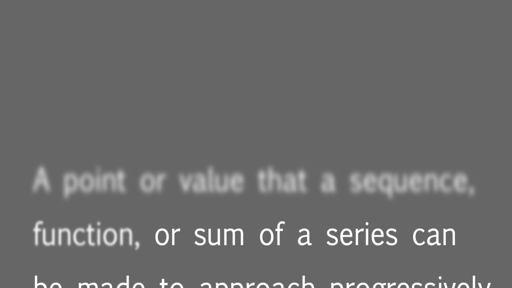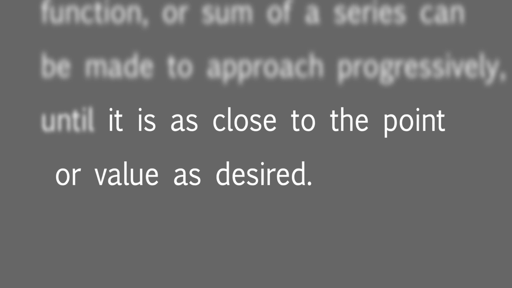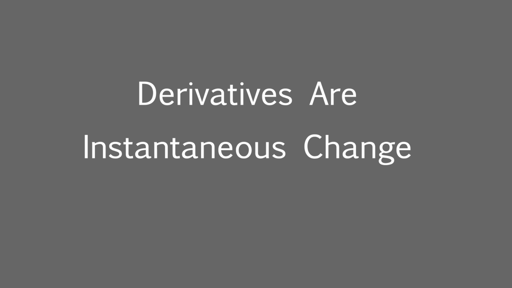So if I Google what a limit is, I will probably get a definition as a point or value that a sequence, function, or sum of a series can be made to approach progressively until it is as close to the point or value as desired. And that is basically what we did in that stock problem. We approached 1 from the point x equals 2. That's what a limit is. The line between the 2 points was a derivative. It was instantaneous change.